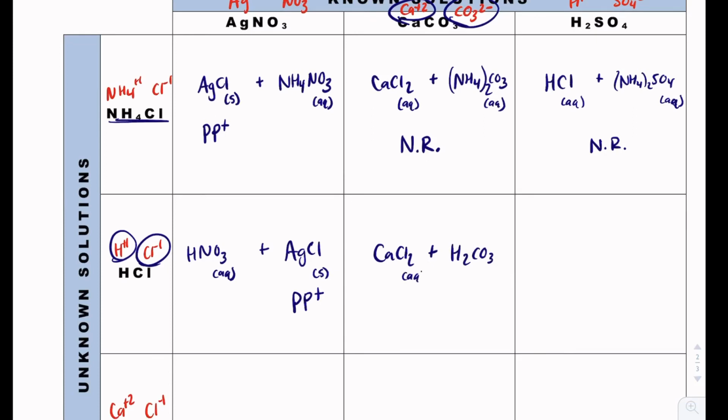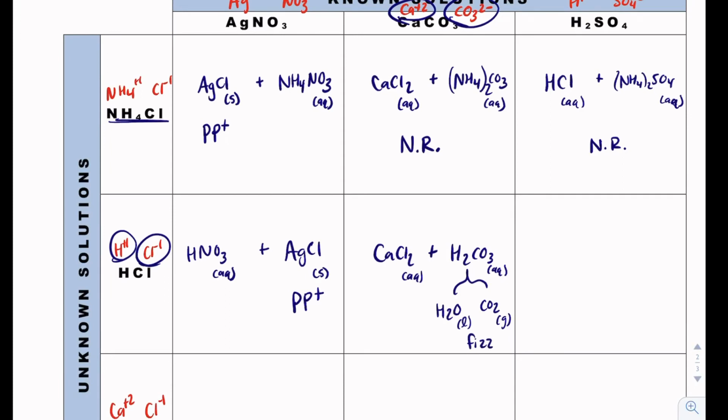And you may remember from last class that H2CO3 is kind of this weird guy that's going to form H2O and CO2 gas. So the reaction actually does happen even though hydrogen carbonate is aqueous. And so what we're going to see is carbon dioxide gas in the form of fizz.